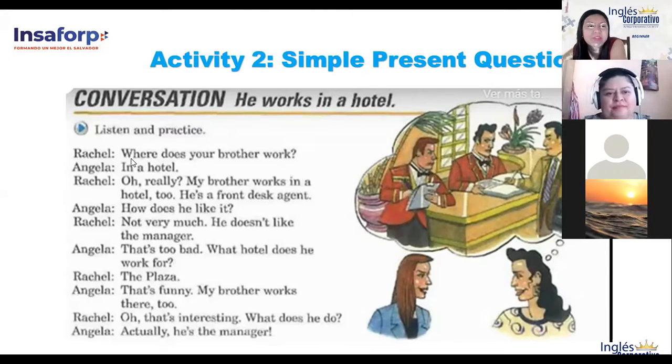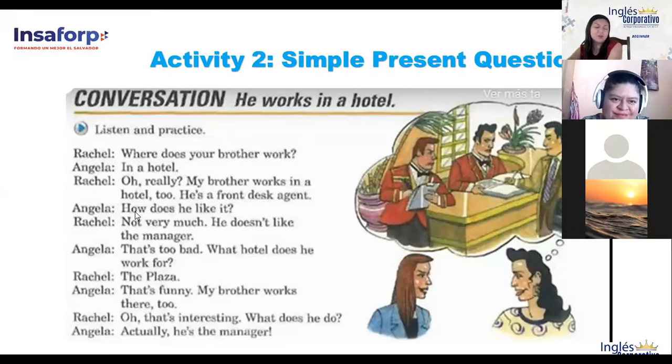We have the first question, where does your brother work? What is the structure? First, we have the WH question. Then we have? Does or do? The auxiliary do, does, in this case, does, because the subject is third person singular, your brother. And finally, the verb in the base form. Where does your brother work? In a hotel.